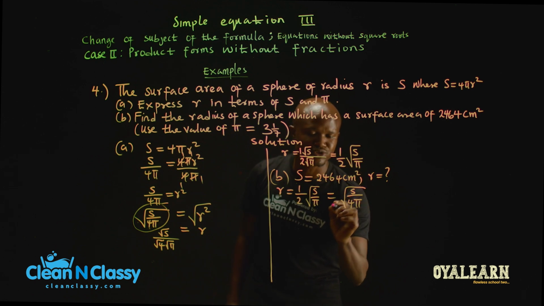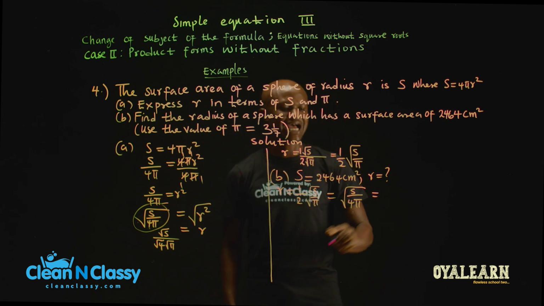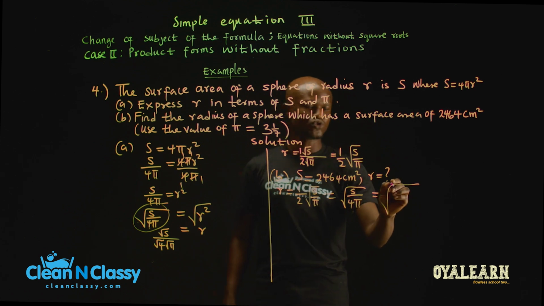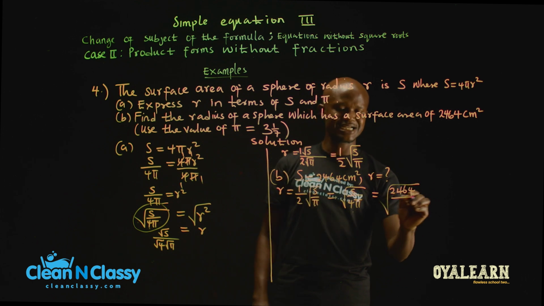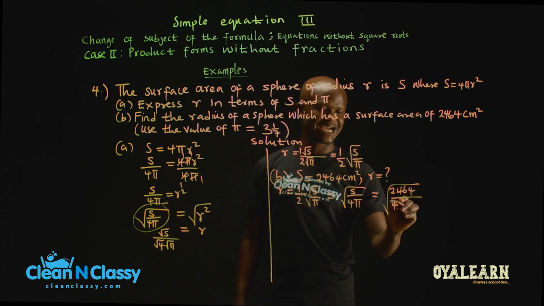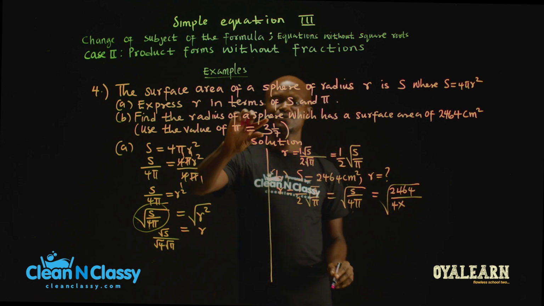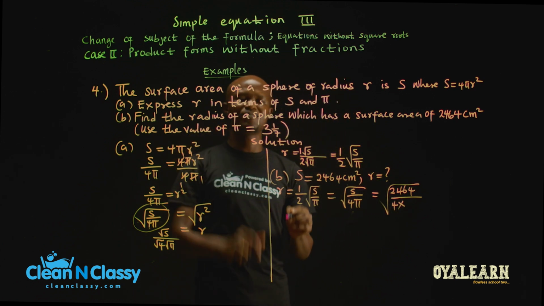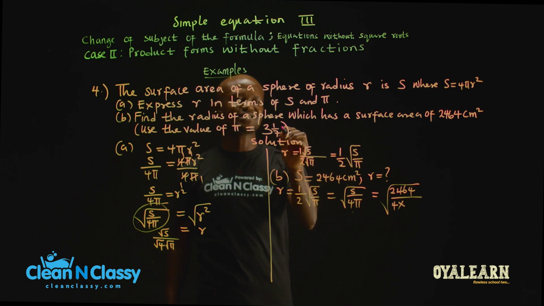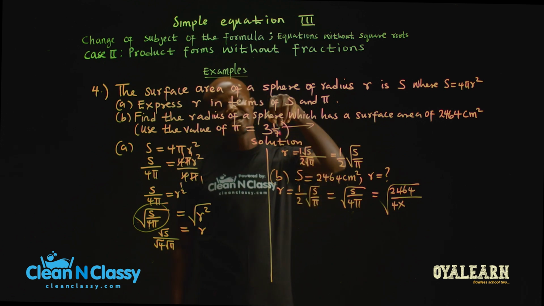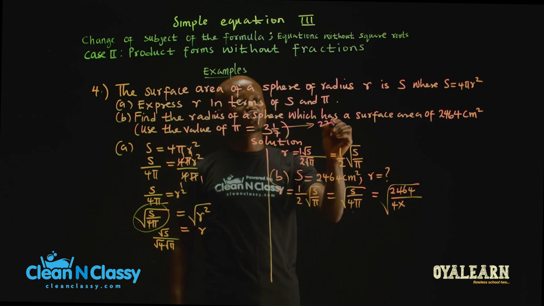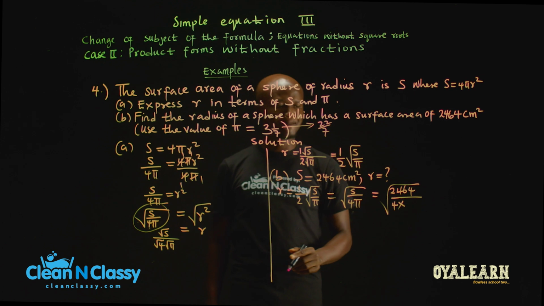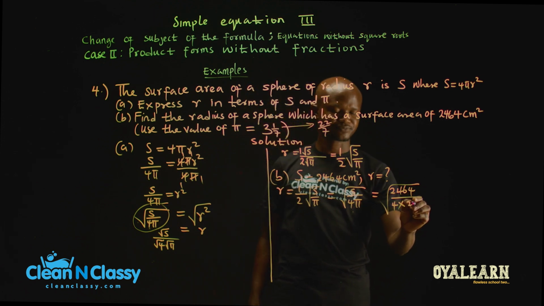So I will substitute. Substituting, what will I have? The square root of S, which is 2,464, then divided by 4 times, what will I have? We have here 3 whole number 1 over 7. Is the same thing as what? 3 times 7 is 21, then plus 1, that's 22 over 7. So my pi is 22 over 7.